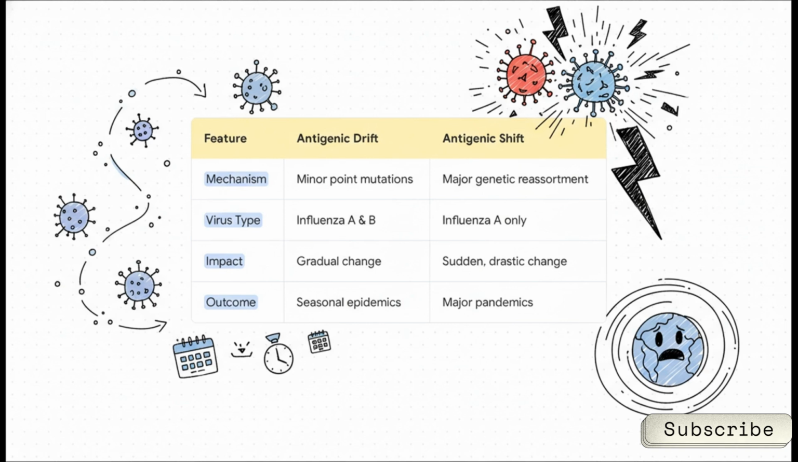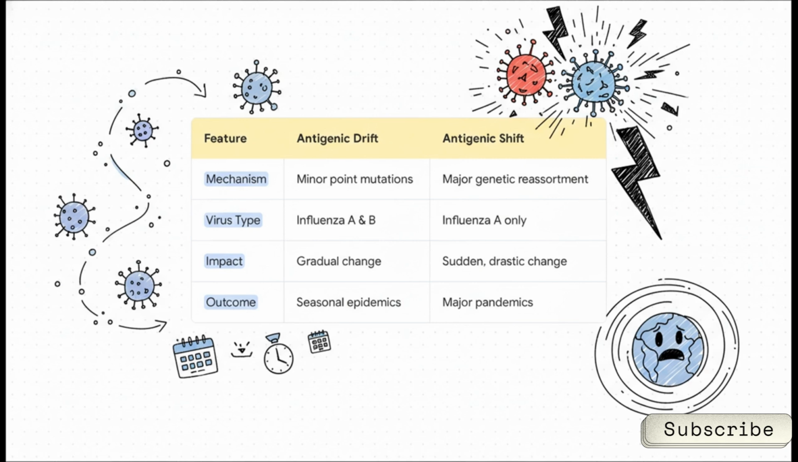Now, antigenic shift is a whole different ballgame. This is a major, abrupt, dramatic change. It's not a typo. It's like swapping whole chapters of a book. This happens when different influenza A viruses actually swap entire gene segments.